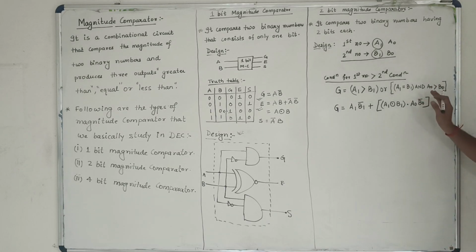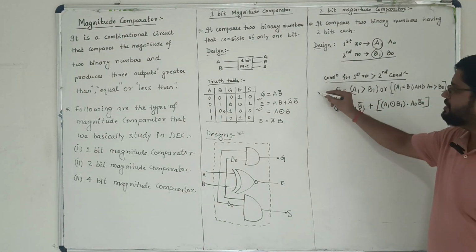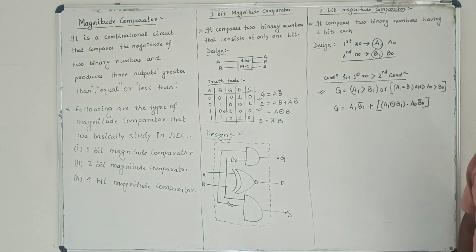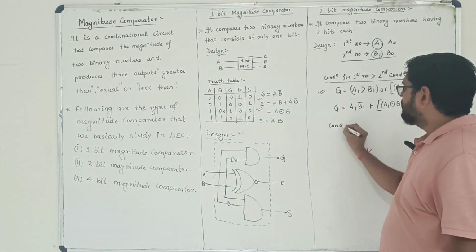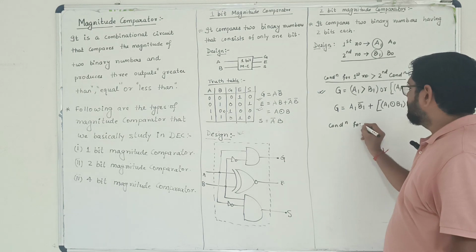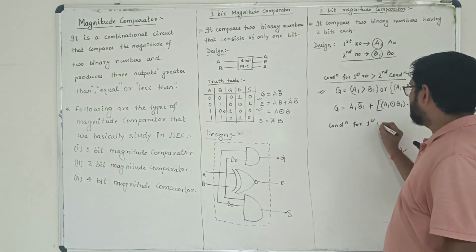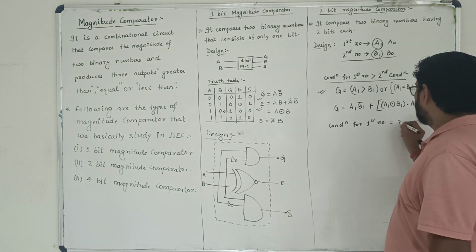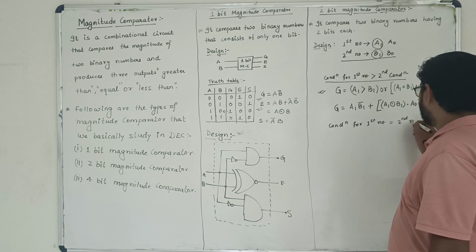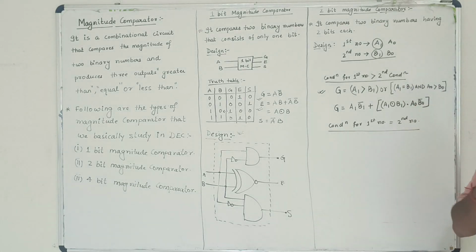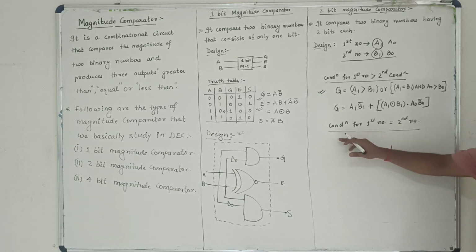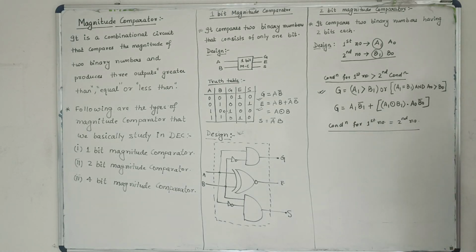So once we have written this condition, we'll be able to write the Boolean expression. Similarly, what is the condition for first number equal to second number? Any one of you can suggest or write in the chat box what is the condition for first number equal to second number.